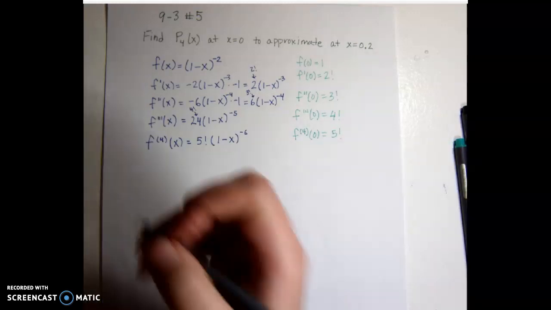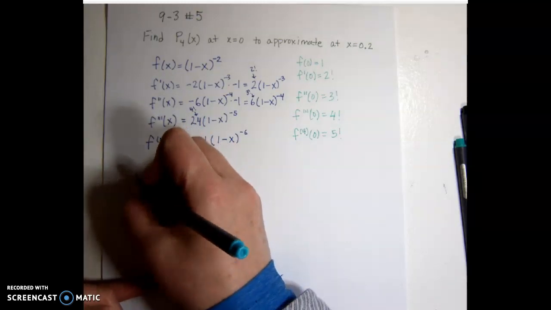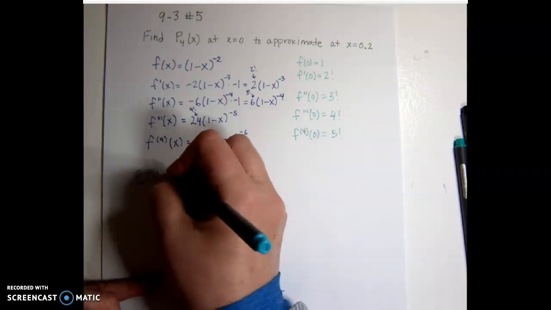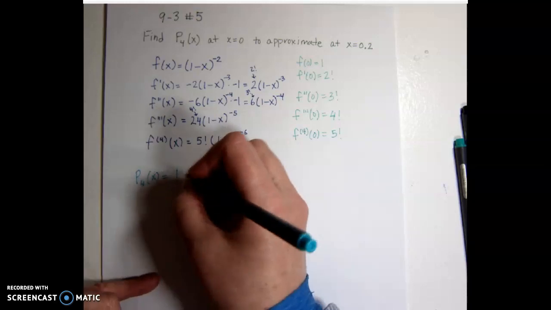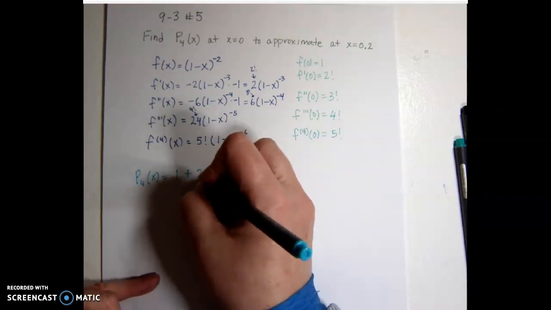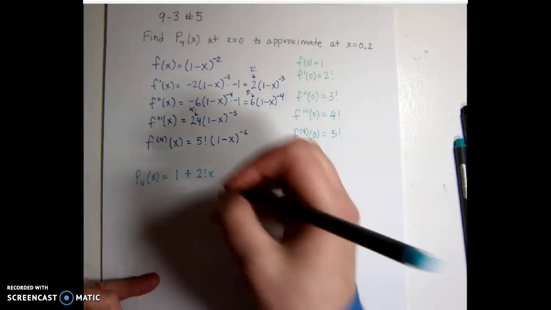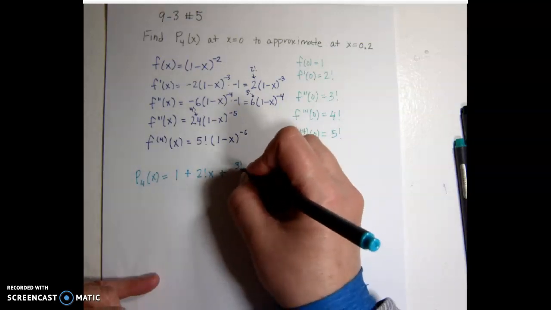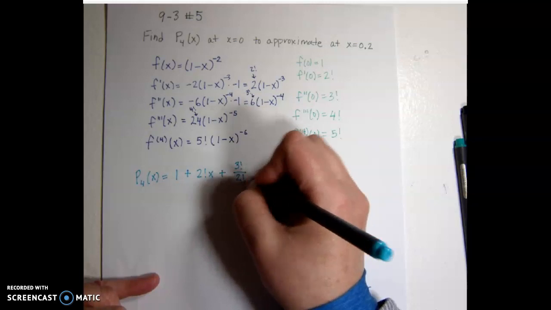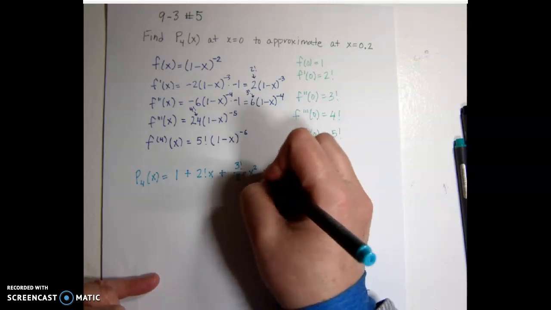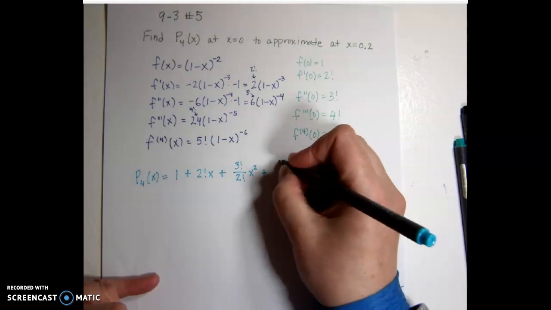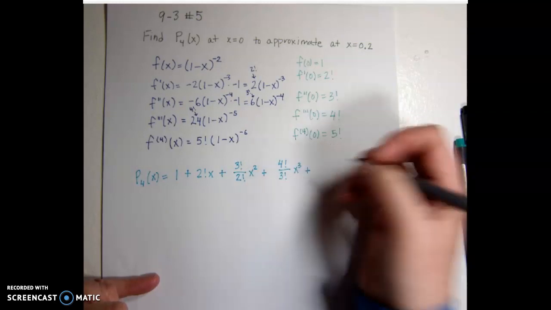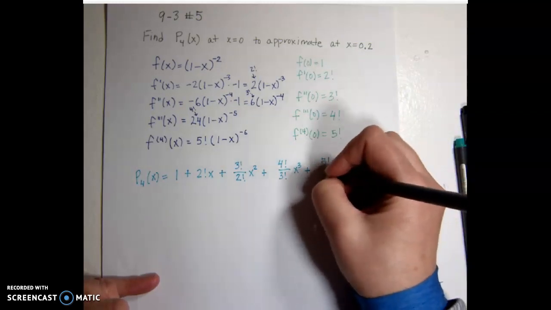Alright, so then if I write that fourth degree polynomial, it would look like this. It's going to be a fourth degree. The constant term would be 1. The linear term would be 2 factorial times x. The quadratic term would be 3 factorial divided by 2 factorial, x squared. The fourth degree term would be 4 factorial divided by 3 factorial. And then it would be 5 factorial divided by 4 factorial.